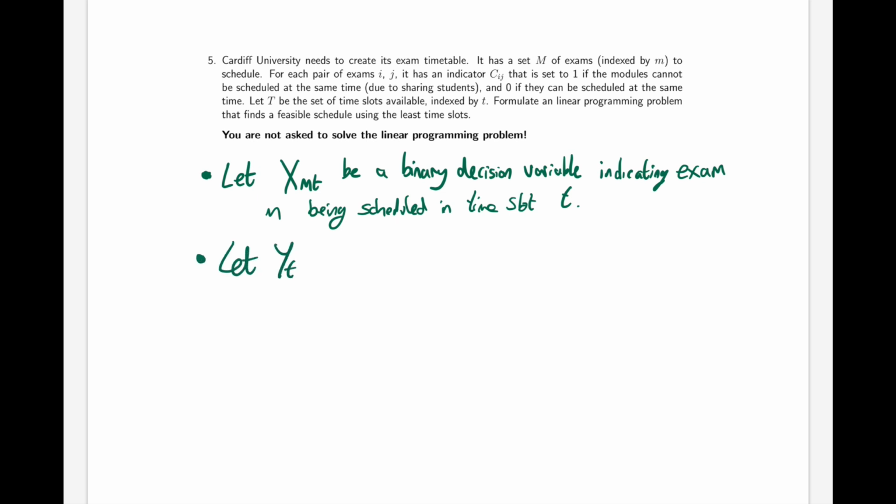Let y_t be another binary decision variable. And there's only one of those for each time slot because it's indexed by t, and that is going to indicate whether a time slot t is used or not. Because if some modules are scheduled in the same time slot, which is ideal, is what we want, then this number will be smaller than M.